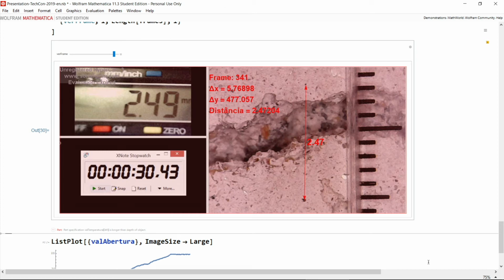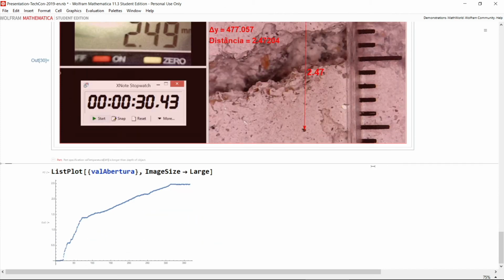So maybe there are some solutions for that. We could take the size of the base points. If the crack moves this way, the diameter of the point may decrease. So there are some solutions that we may implement in this code. But this is only a part of the work.